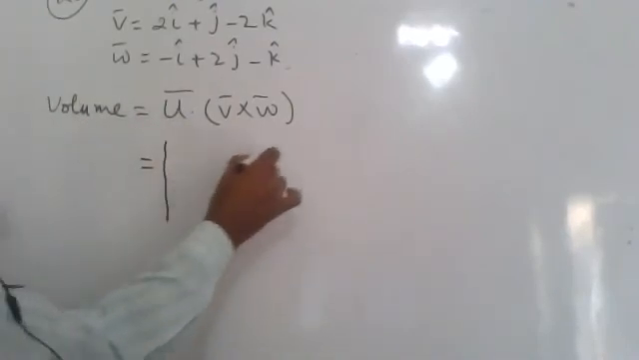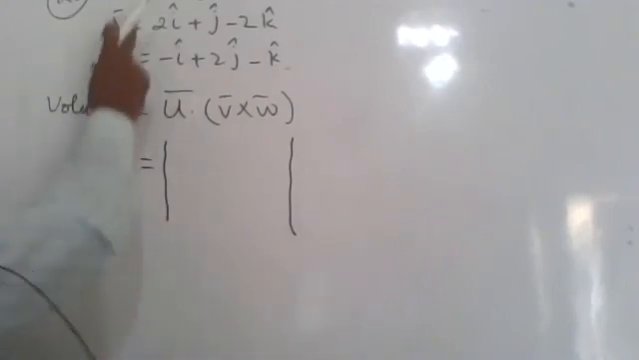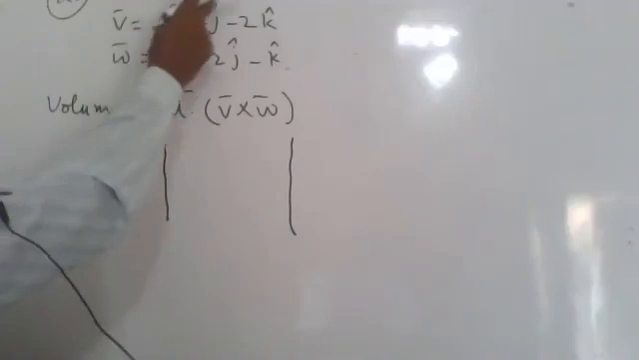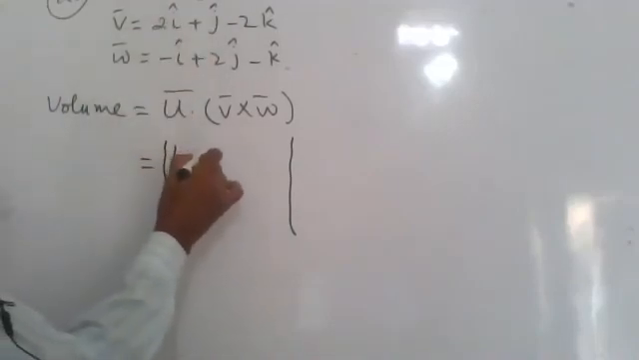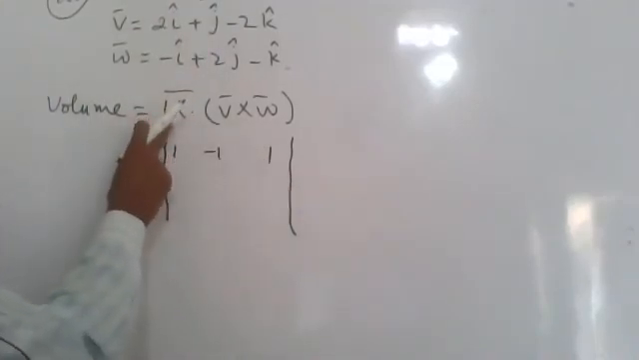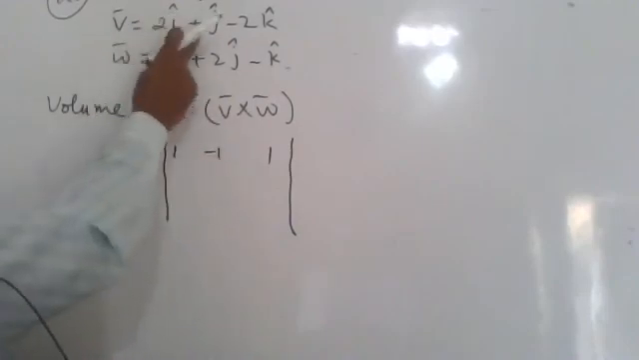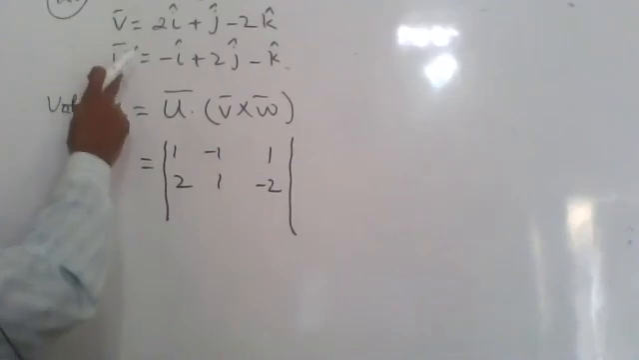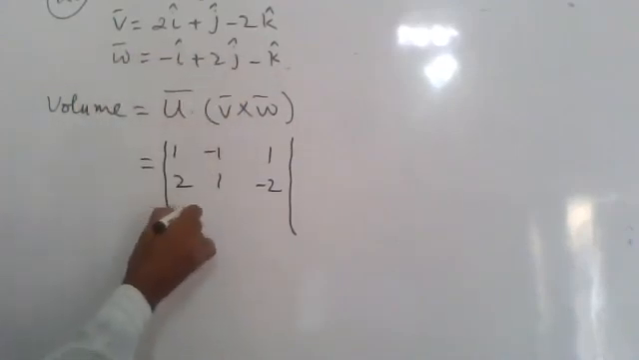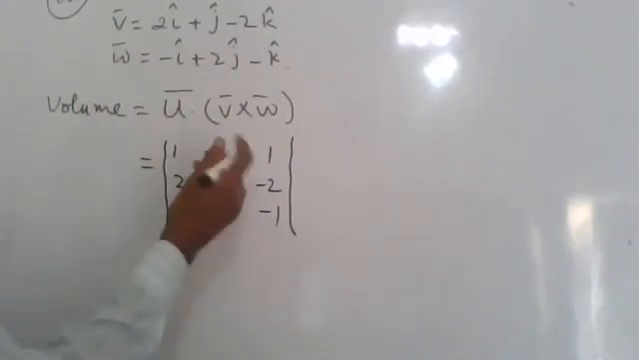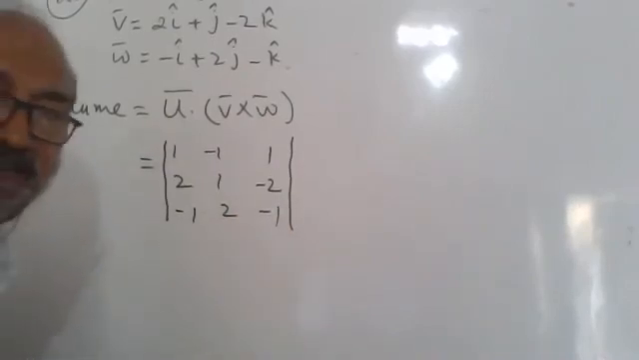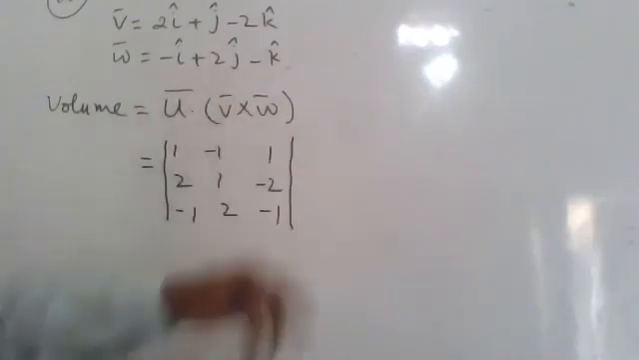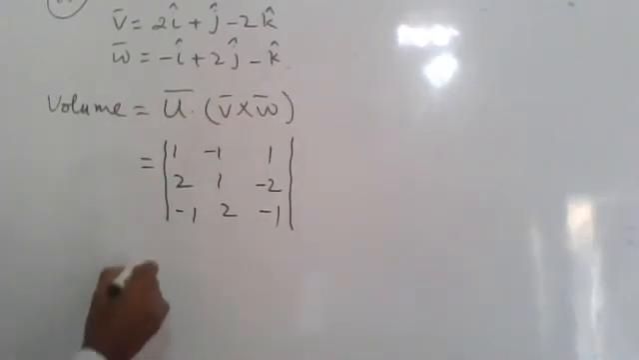You will write only, don't write ijk, only write their coefficients. 1, minus 1, 1, the first one, then v, 2, 1, minus 2, then w, minus 1, 2, 1. Evaluate this determinant. Don't need to write ijk. Don't need to first do the cross, then you take the dot.